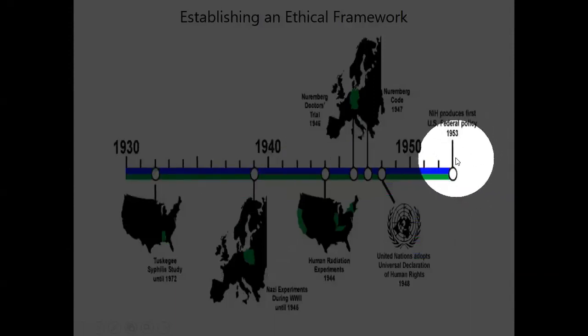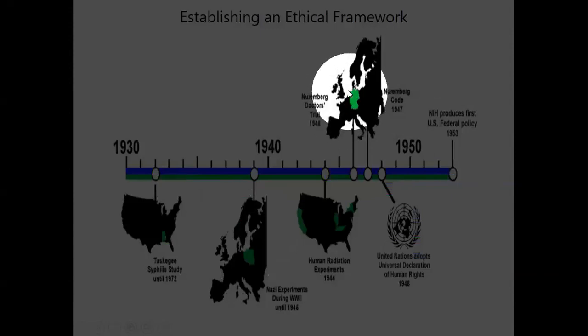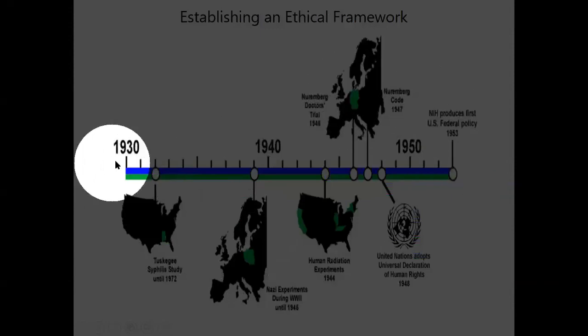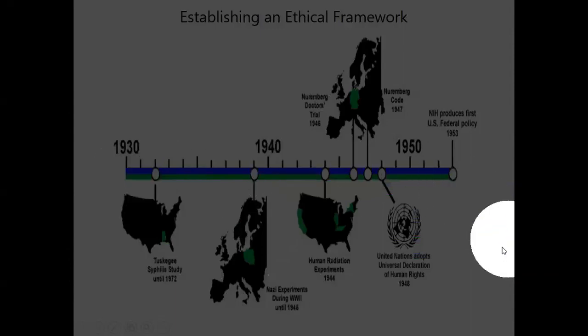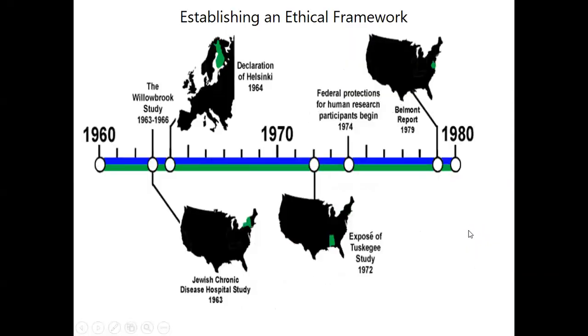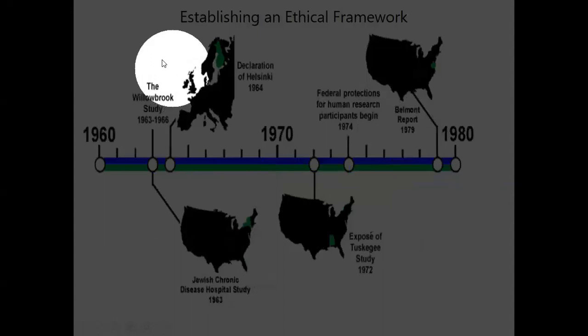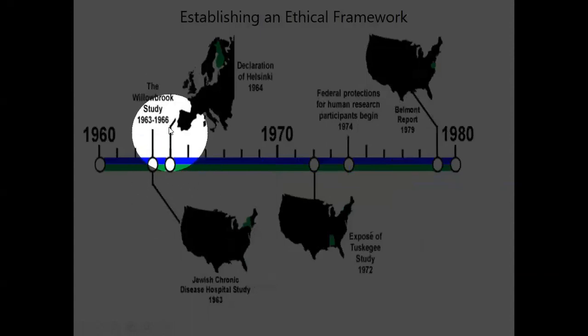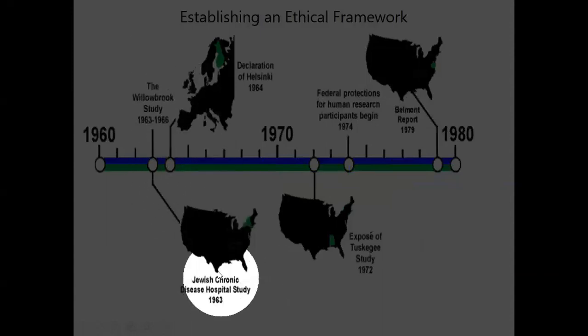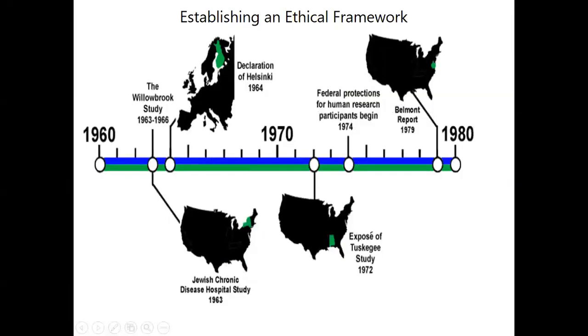NIH produces first federal policy for clinical investigation based upon the Nuremberg Code. NIH, oblivious of what's going on in Alabama. The UN talks about it. And then look at here. 1963, the Willowbrook study experiment in a Jewish hospital in New York City. What was that? What was the Jewish experiment on young Jewish kids?